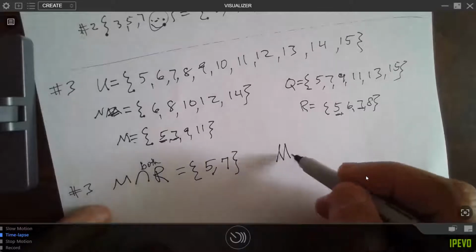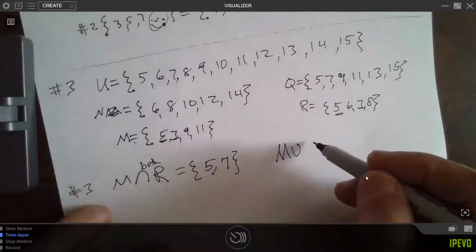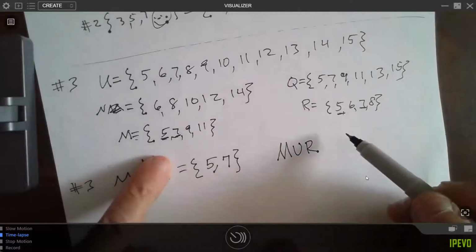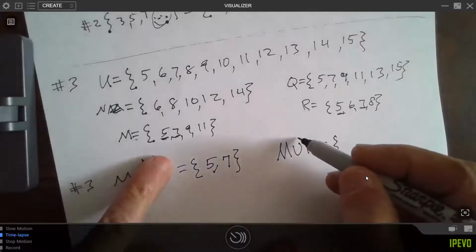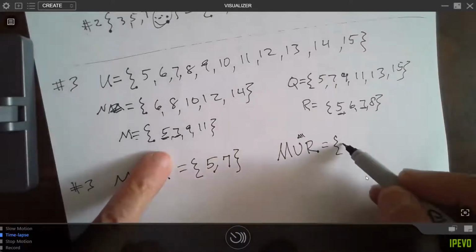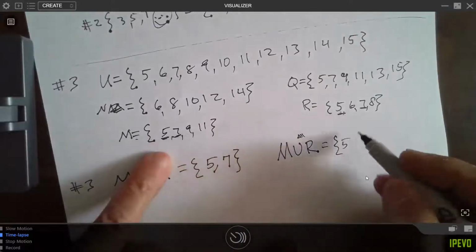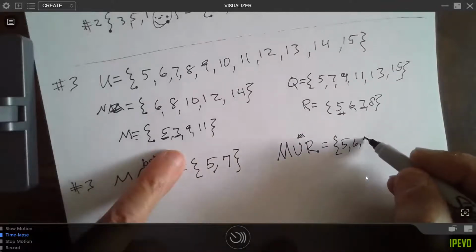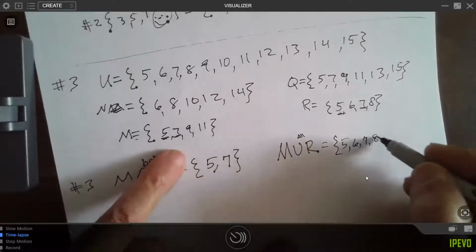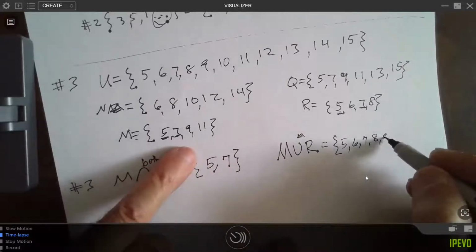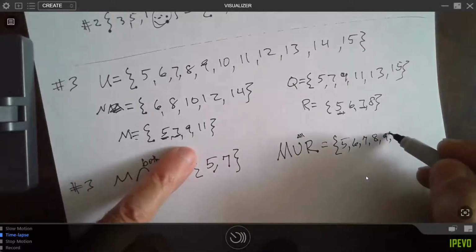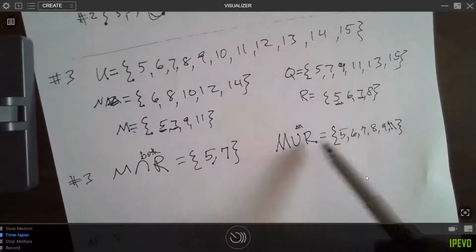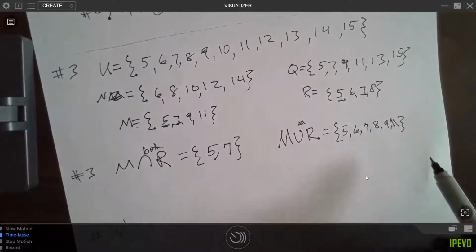Now, if we wanted union, like the U looking symbol, M union R, then we would want everything in both, all. So we would put in here 5. So we don't have to put that twice. 6, 7, 8, 9, 11. 10's not in either one, but 11 is. So when we're talking about union, we put everything in.